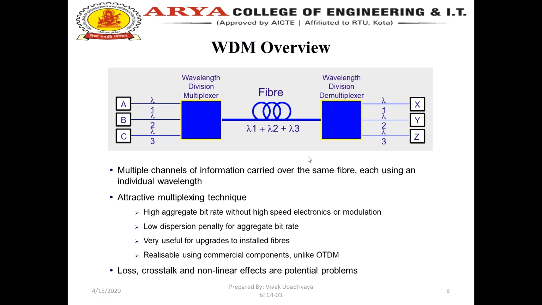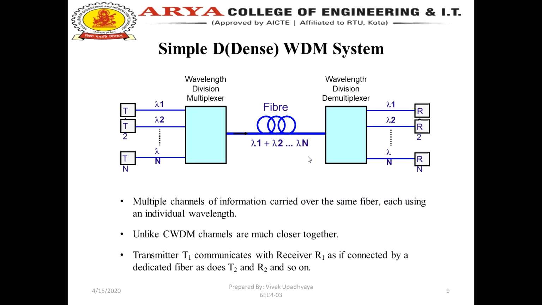It is realizable using commercial components, unlike OTDM. The losses, crosstalk, and nonlinear effects in WDM are a potential problem. So we use DWDM, that is, a dense wavelength division multiplexing system.